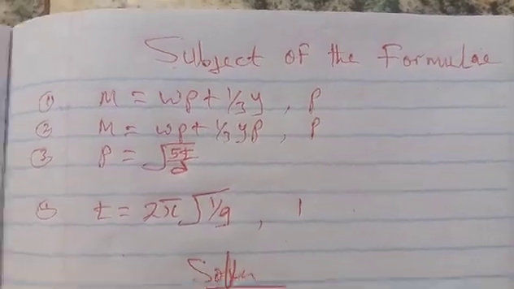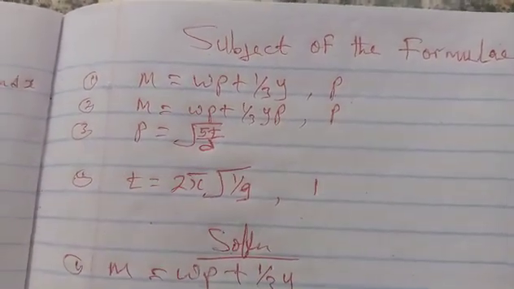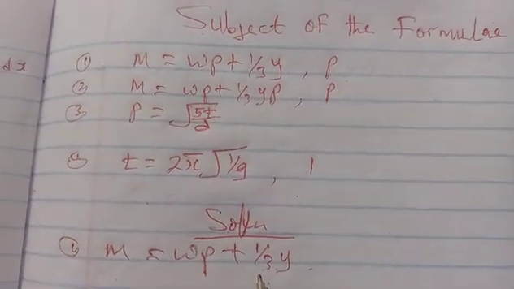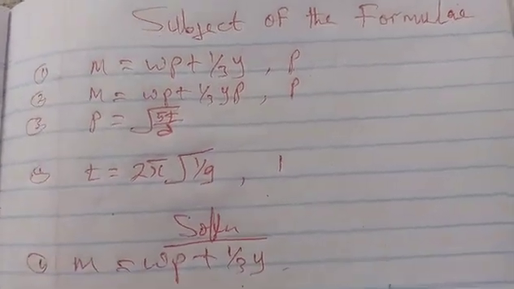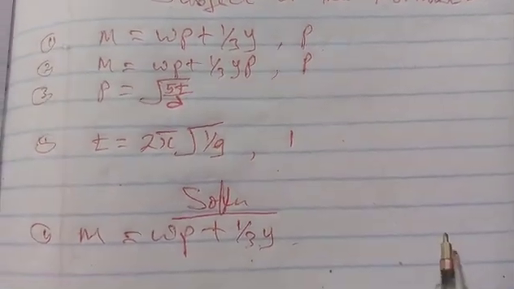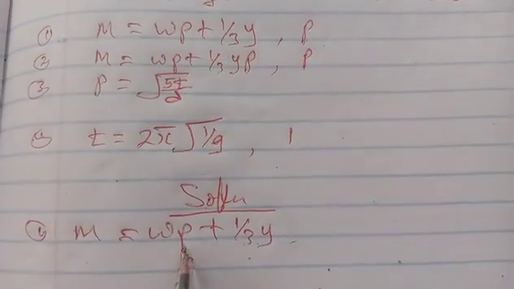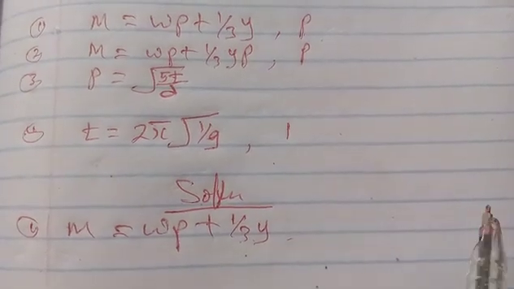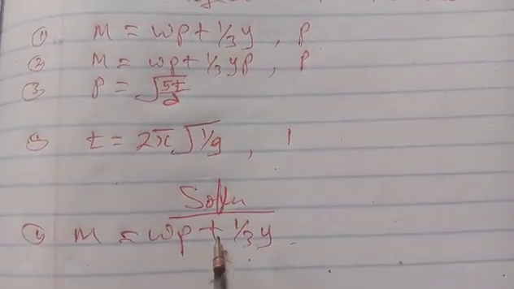When you're asked to make P subject of the formula, as in number one, if you're asked to make any letter subject of the formula, it means let that letter stand alone. If I say make T subject of the formula, it means let T stand alone. It means T equals any other value that is in that question. Now, as I have here, at the end I will be having P equals all other items. That's the meaning. P will stand alone. Now, how can we make P stand alone?